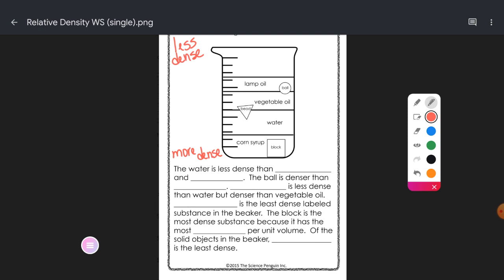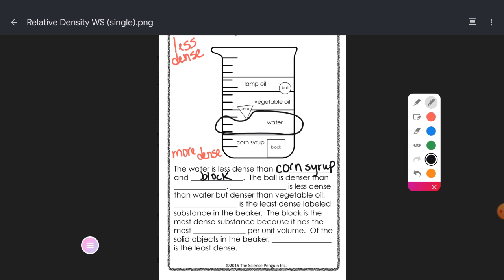So it says water is less dense than blank and blank. So if we find water, water is right here. If it's less dense than something, it will be floating on top of it. Okay? So what is it less dense than, Reese? Corn syrup. And? The block. The block. So it didn't matter which one was in each blank, but you should have corn syrup and the block. Okay, if you missed those, fix them.